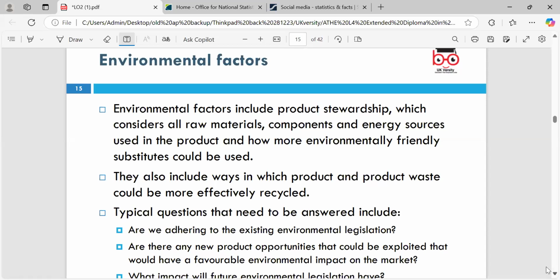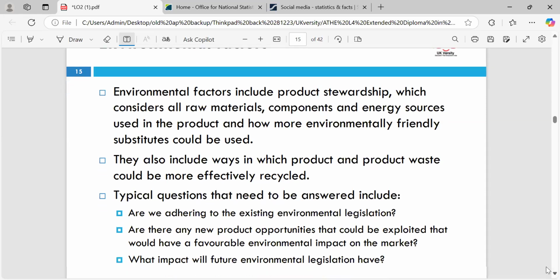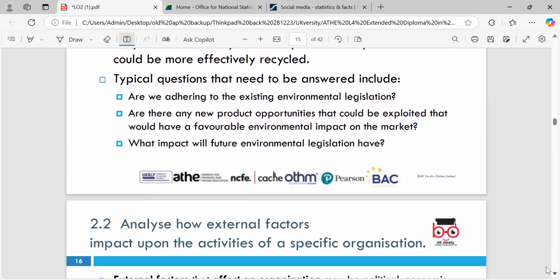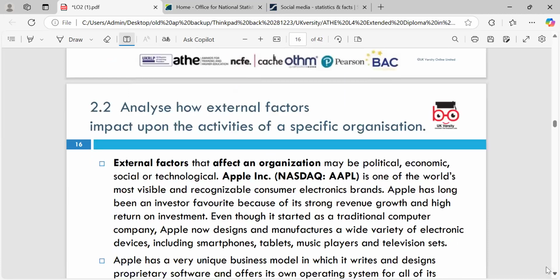We have to look around stakeholders in the product we sell. Their interest should be kept in mind as well. So we are adhering to the existing environmental legislation, and looking at opportunities for exploiting favorable environmental impact. We are looking at the impact on the future. So next, we're looking at 2.3: analyze how the external factors impact upon the activities of the specific organization.